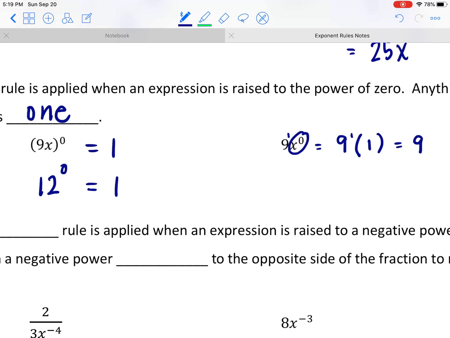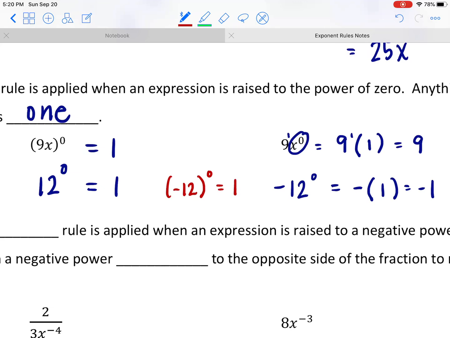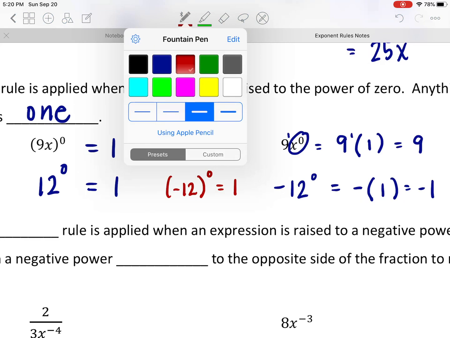Okay? And it would be similar if we had, instead of 12 to the 0, let's say we had negative 12 to the 0. In this case, the 0 again only applies to the 12, not to the negative. So this would be a negative times 12 to the 0 becomes a 1, so the result would be a negative 1. And if I put negative 12 in parentheses to the 0, then the entire quantity is raised to the 0, then the entire quantity becomes a 1.